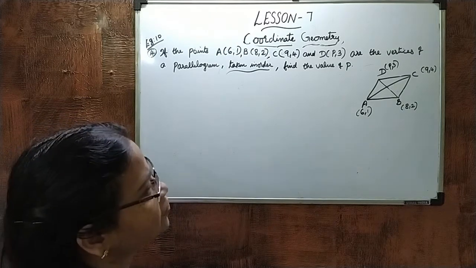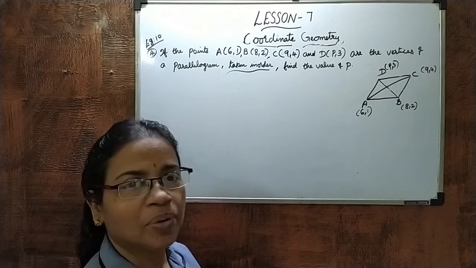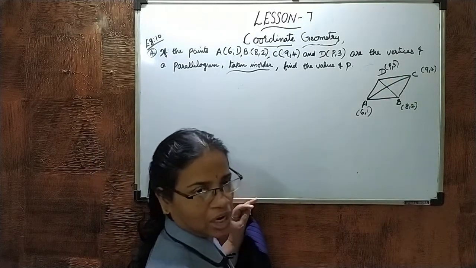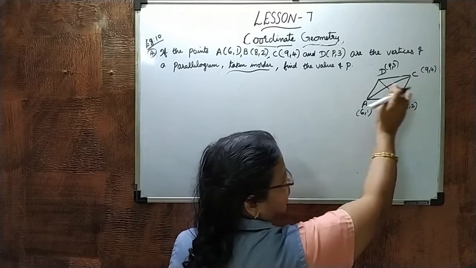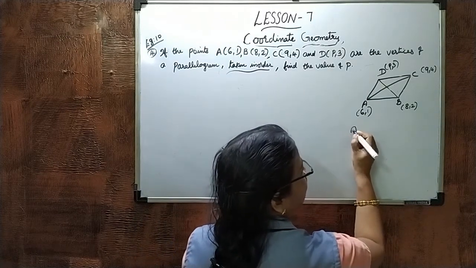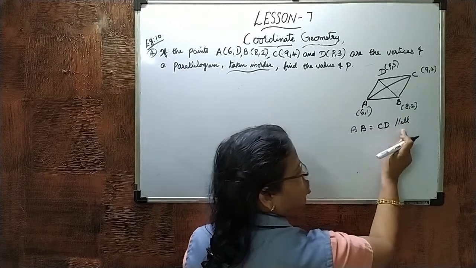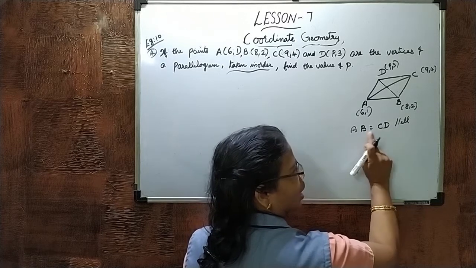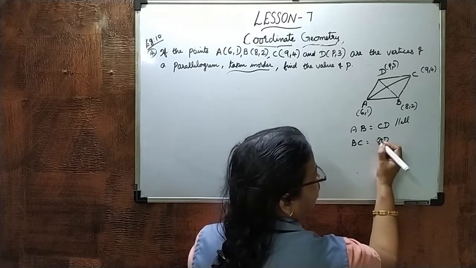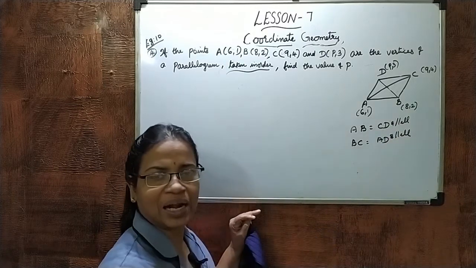Now for this lesson, coordinate geometry, you have to learn all the properties. What are the properties of a parallelogram? Do you remember? The opposite sides are parallel and equal. So here also opposite sides are parallel and equal. That is the first property. So what can we say then? AB should be equal to CD and it should be parallel. Next, BC should be equal to AD, parallel and equal.